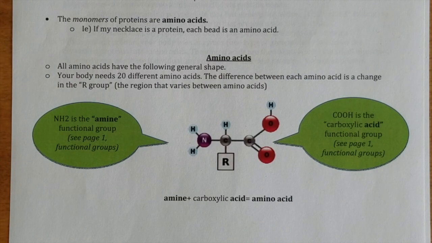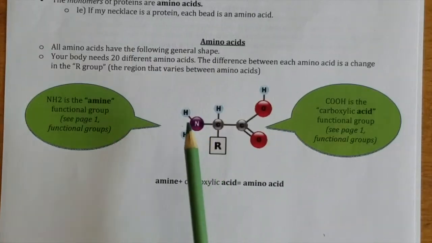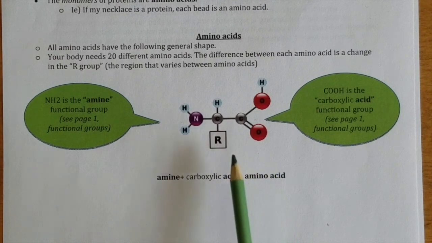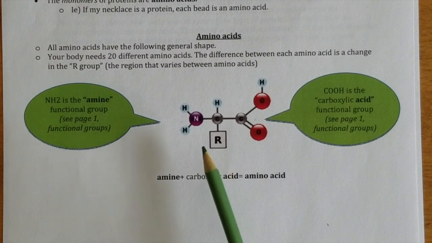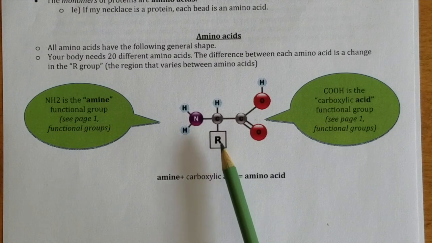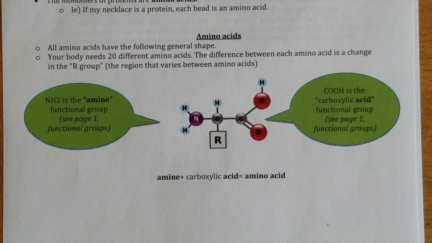Amino acids get their names from the amine group and the carboxylic acid, amino acid. Then down here we have this R group. This R is just like a placeholder. It's a variable. And so between all of the amino acids, this R group will change, and that's what makes a specific amino acid that amino acid.